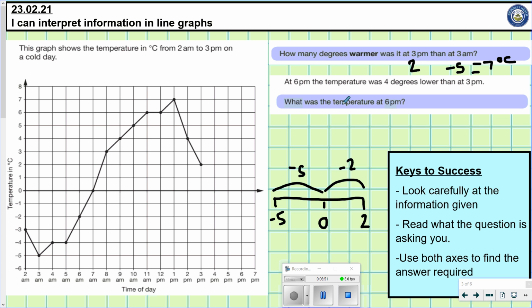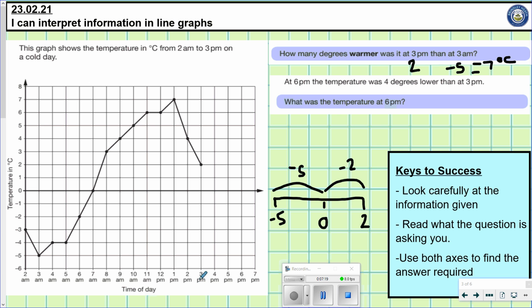The next part of the question, at 6 p.m. the temperature was 4 degrees lower than at 3 p.m. What is the temperature at 6 p.m.? So looking at my graph, 6 p.m. Okay, if I look up, I can see that my line, my temperature line, doesn't actually reach 6 p.m. But it does tell me that the temperature at 6 p.m. is 4 degrees lower than 3 p.m.